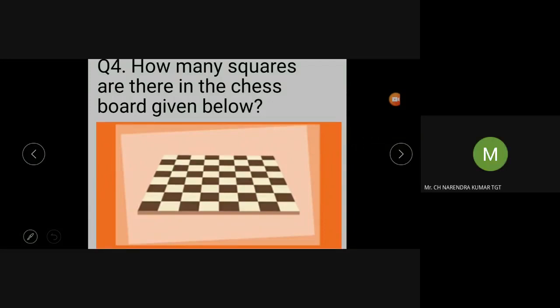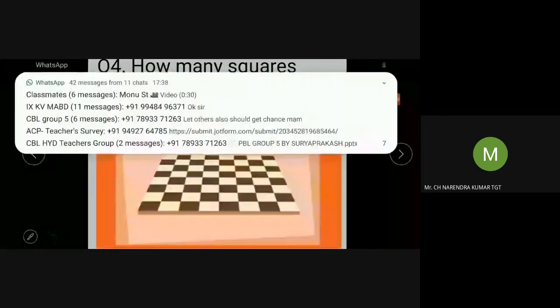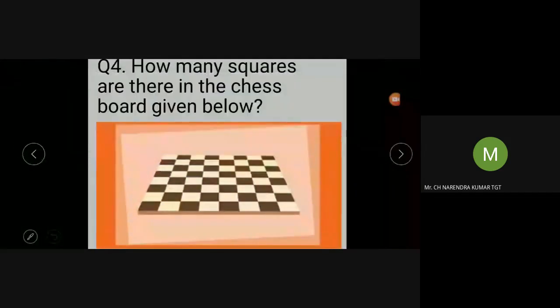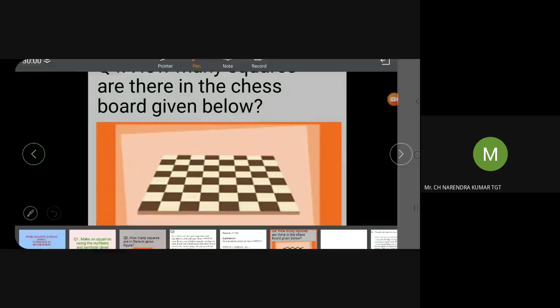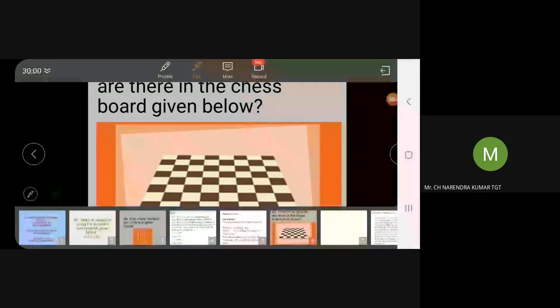Sir, it is the sum of the squares of the first n natural numbers. The formula is n into n plus 1 into 2n plus 1 by 6. Yes, and if you substitute 8 in place of n, you will get 8 into 9 into 17 by 6. Right answer, sir. Thank you, sir, for answering. So there will be 204 squares in this.